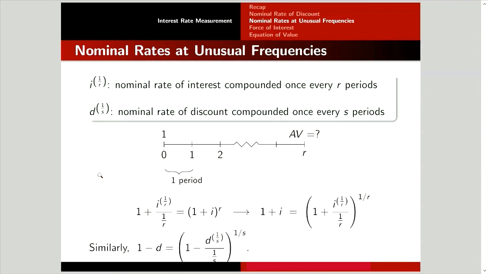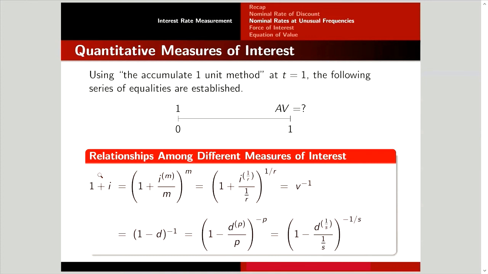Okay? Ito yan. Diba? Ang dami na. So again, how to justify these relationships? You have to imagine the accumulate one unit method at time one. Okay? Ito yung time diagram yan. You have one unit at time zero, and then you're going to accumulate it here at time one. You find the accumulated value. And everything will follow. Okay?